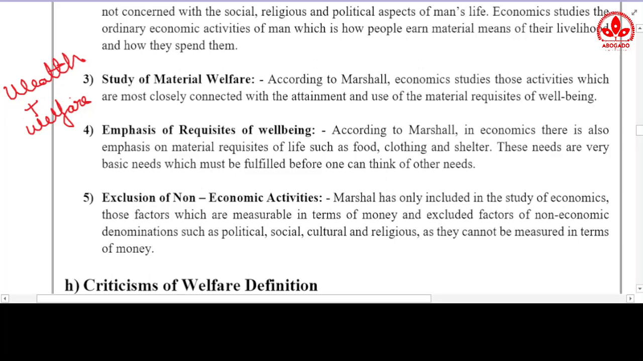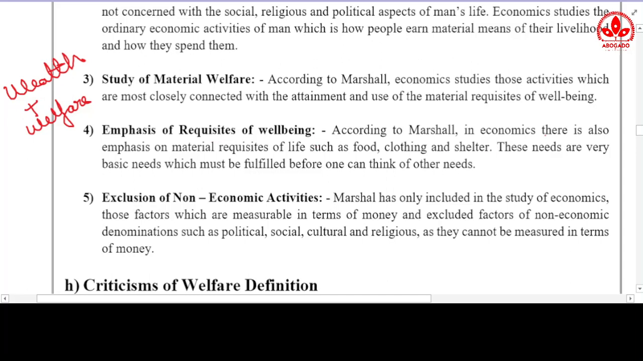So according to Marshall, economics studies those activities which are mostly connected with the attainment and use of the material requisites of well-being. It means economics studies how the human being acquires wealth and how he uses it. Okay, next is emphasis on requisites of well-being.